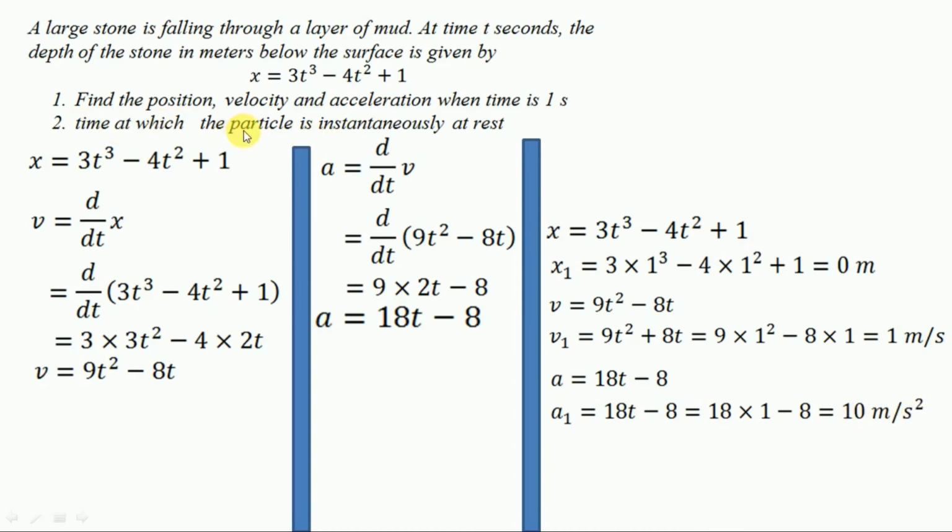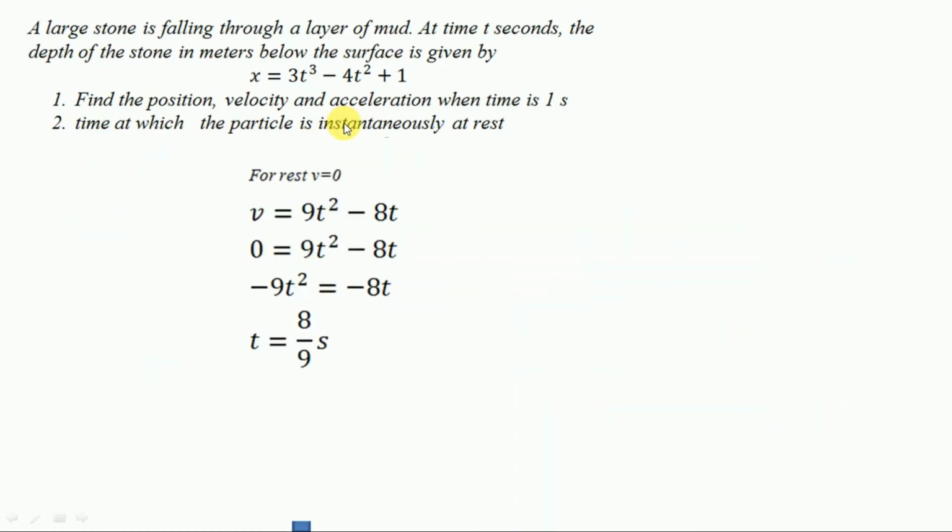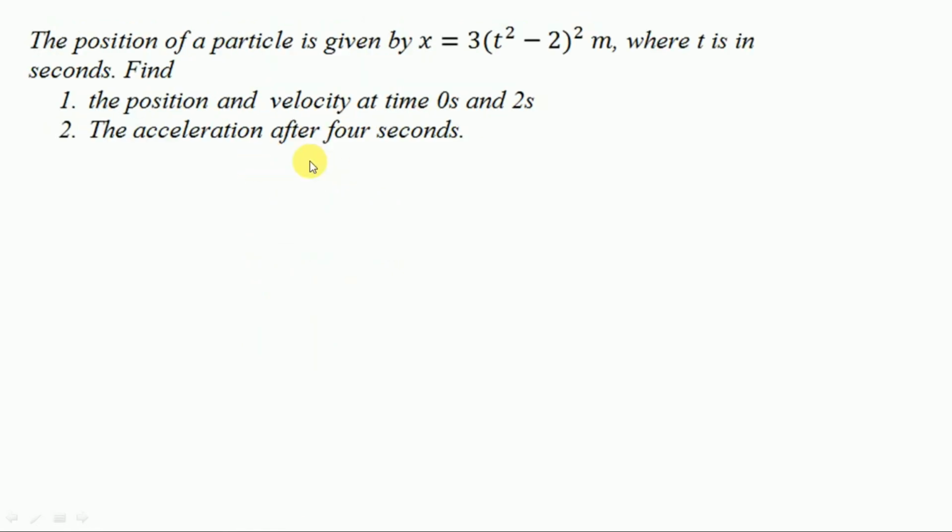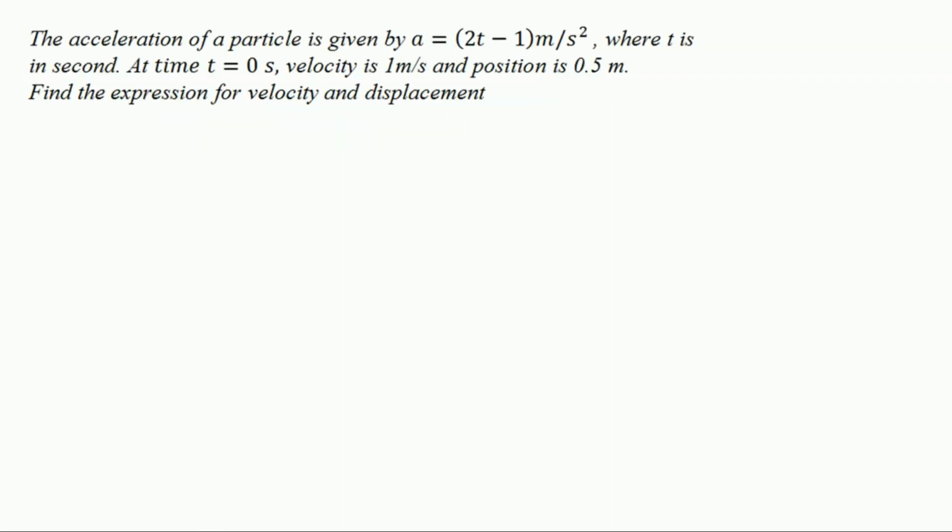And we have to find the time at which instantaneous speed is 0. So instantaneous speed is given by this expression, and instantaneous speed is 0, so we'll put 0 for the velocity. So you take this 9t this side and solve this, you'll get time is equal to 8 by 9 seconds. So after 8 by 9 seconds the velocity will be 0. So you can try this question in the similar way that we have done the previous question.